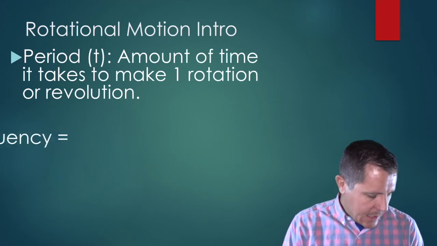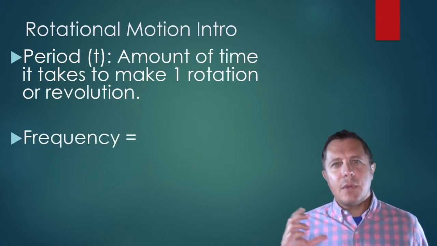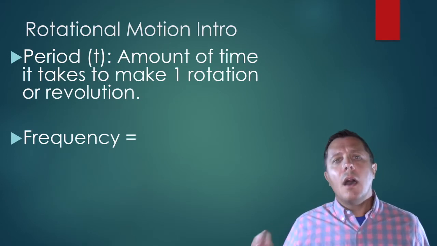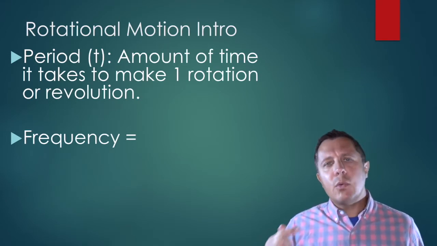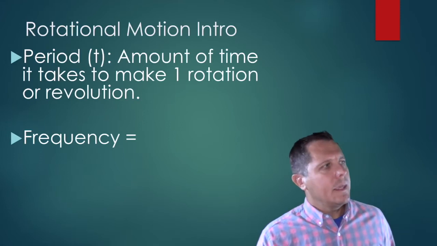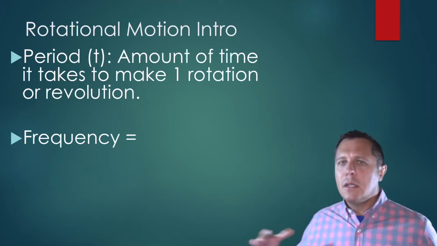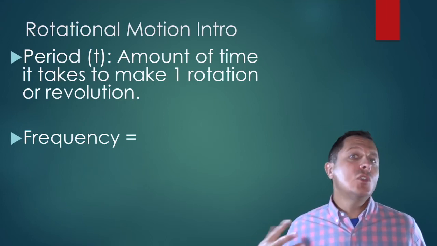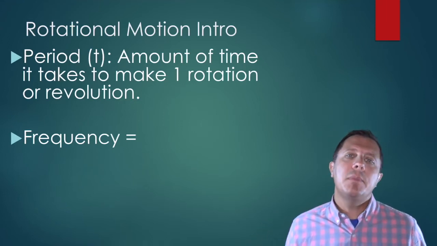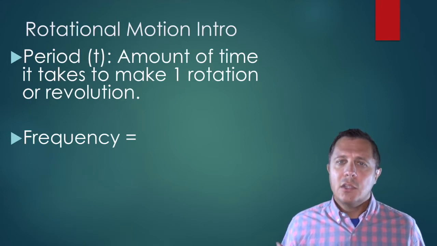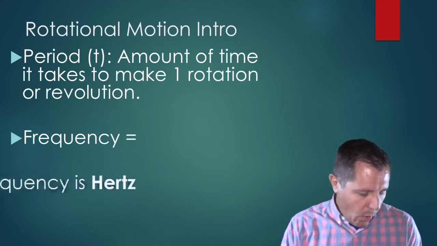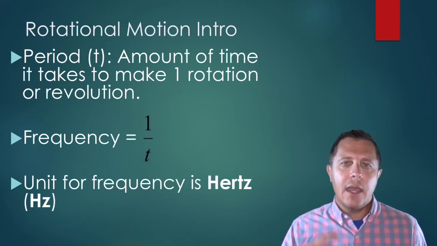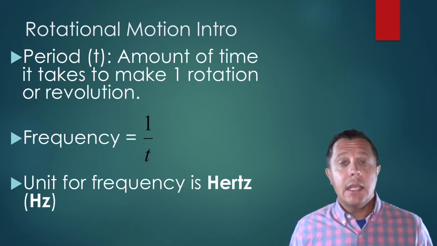All right, next thing we need to know is frequency. Frequency will be the inverse, to use a fancy word, of period. If you think about it, it takes so many seconds to make one revolution, well then how many revolutions do you make in 1 second would be frequency. So the equation is going to be 1 divided by the period. 1 over t is frequency.